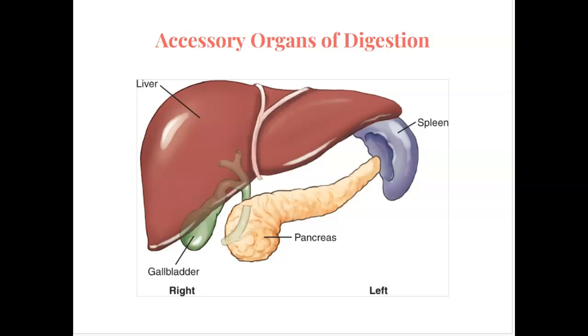This picture here is just showing you again those accessory organs of digestion. Bigger, showing where the liver, the gallbladder sits behind, the pancreas, and then the spleen you'll see here, but the spleen is not an accessory organ of digestion.